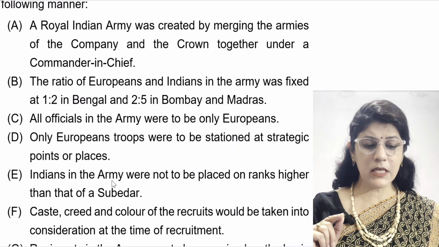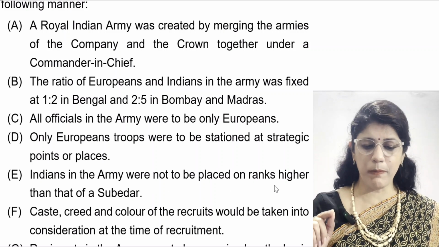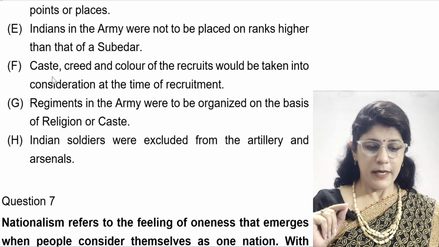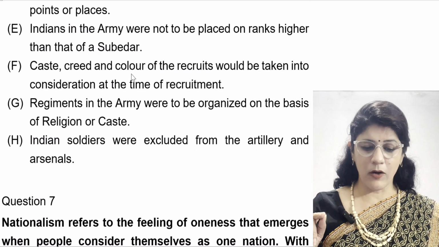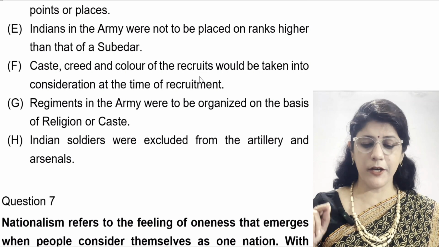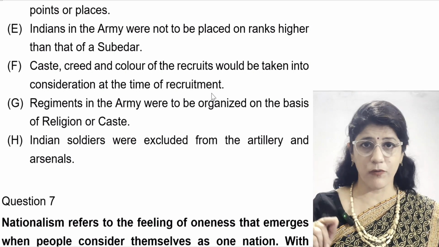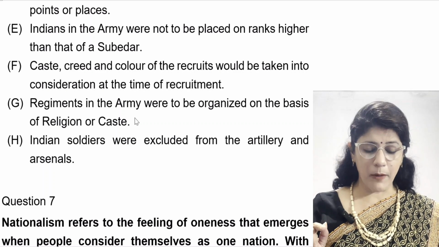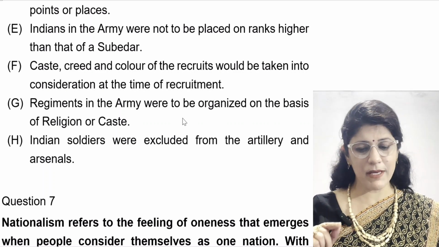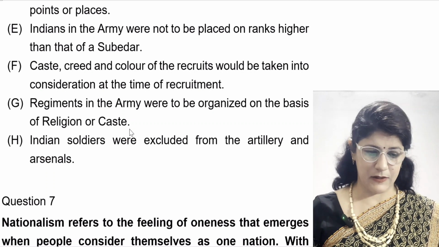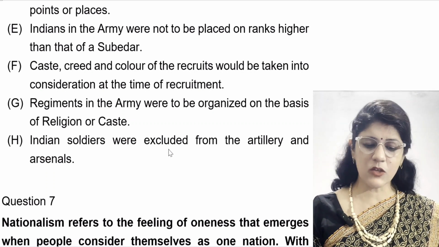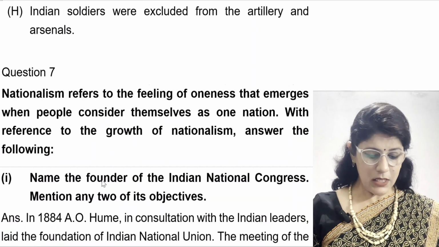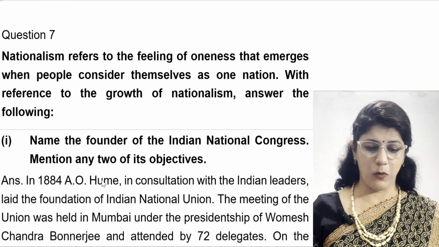Next point, Indians in the army were not to be placed on ranks higher than that of a Subedar. Next, caste, creed and color of the recruits would be taken into consideration at the time of their recruitment. Next, regiments in the army were to be organized on the basis of religion or caste. Next, Indian soldiers were excluded from the artillery and arsenals. These are 8 points for 4 marker question.